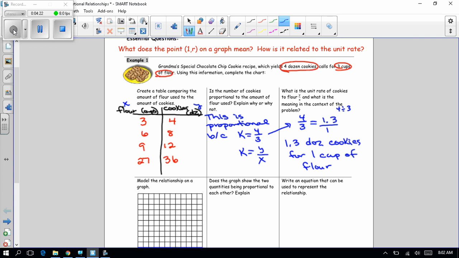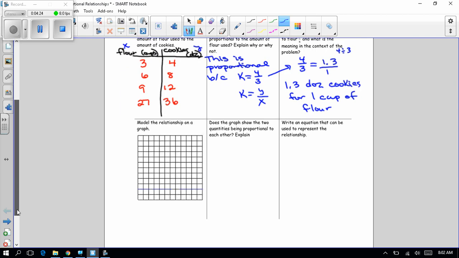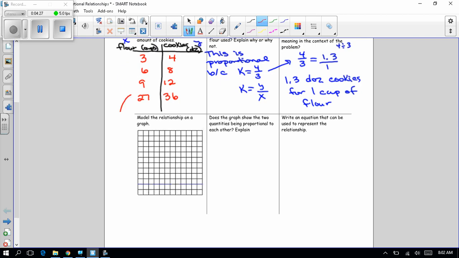All right, next it says to model a relationship. I'm going to model the data from the table. Now remember, I labeled flour as X and cookies as Y. So I will come down here and put flour down here on the X-axis, and we're measuring this in cups. Make sure you label that. This is my X-axis. And my Y-axis over here on the side going up and down, that's going to be cookies, and we're measuring that in dozens. So always put those labels on there.